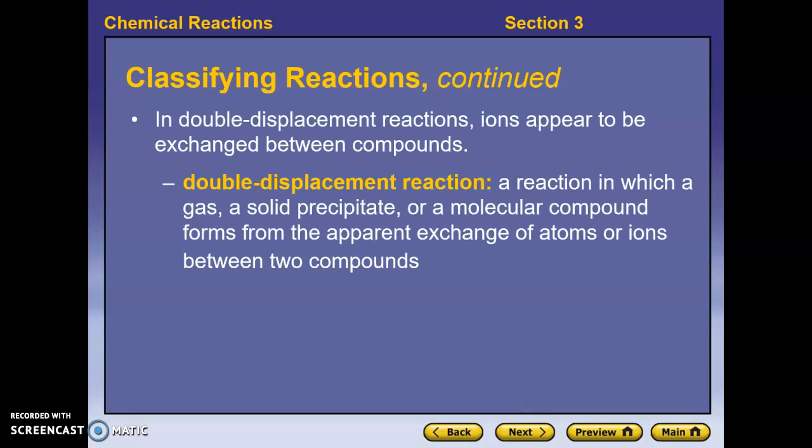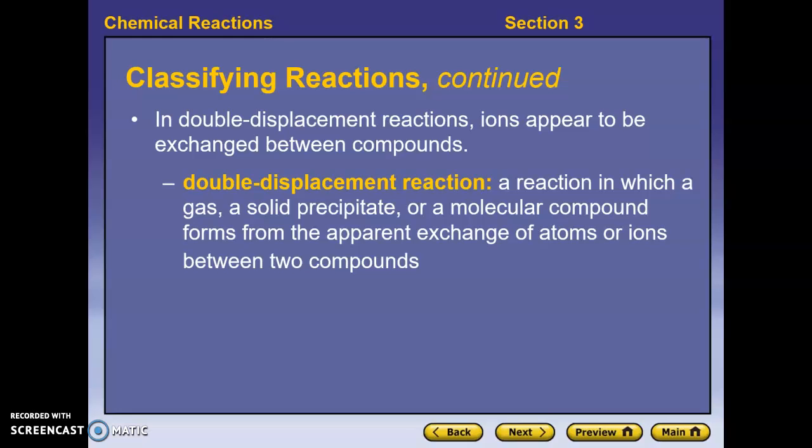A similar type of reaction is called a double displacement reaction or double replacement reaction. And what happens here is a reaction in which two compounds switch their partners. So the ions are exchanged. So we say the double displacement reaction is a reaction in which a gas, a solid precipitate, or a molecular compound forms from the apparent exchange of atoms or ions between two compounds.